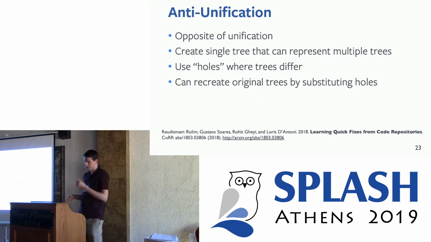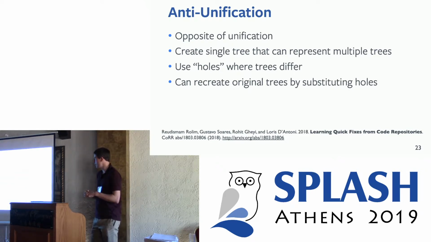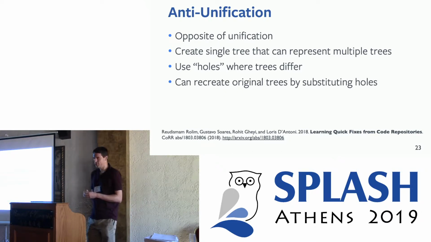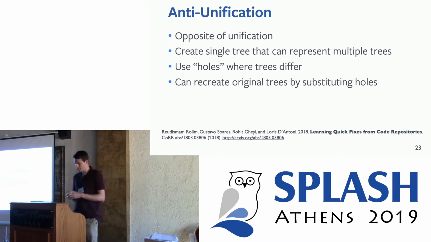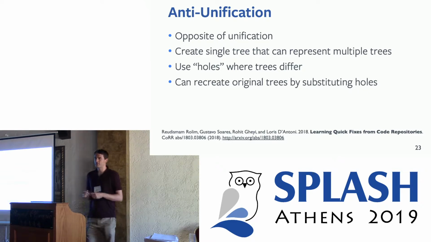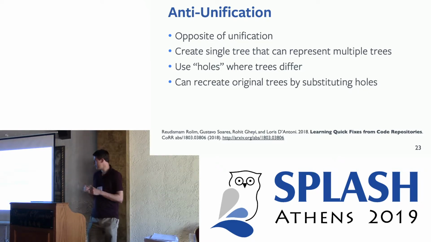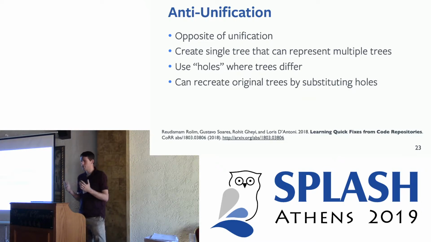The answer is it's a process called anti-unification. This idea is actually not ours originally. It came from a separate paper from Rolim et al. called Learning Quick Fixes from Code Repositories. And what anti-unification is, it's the opposite of unification. Given multiple input trees, you're going to create a single tree which maintains as much structure as possible. And anywhere where the input trees differ, you'll have holes, which you can then substitute subtrees back into to recreate your original trees. So how does this work for our edits?